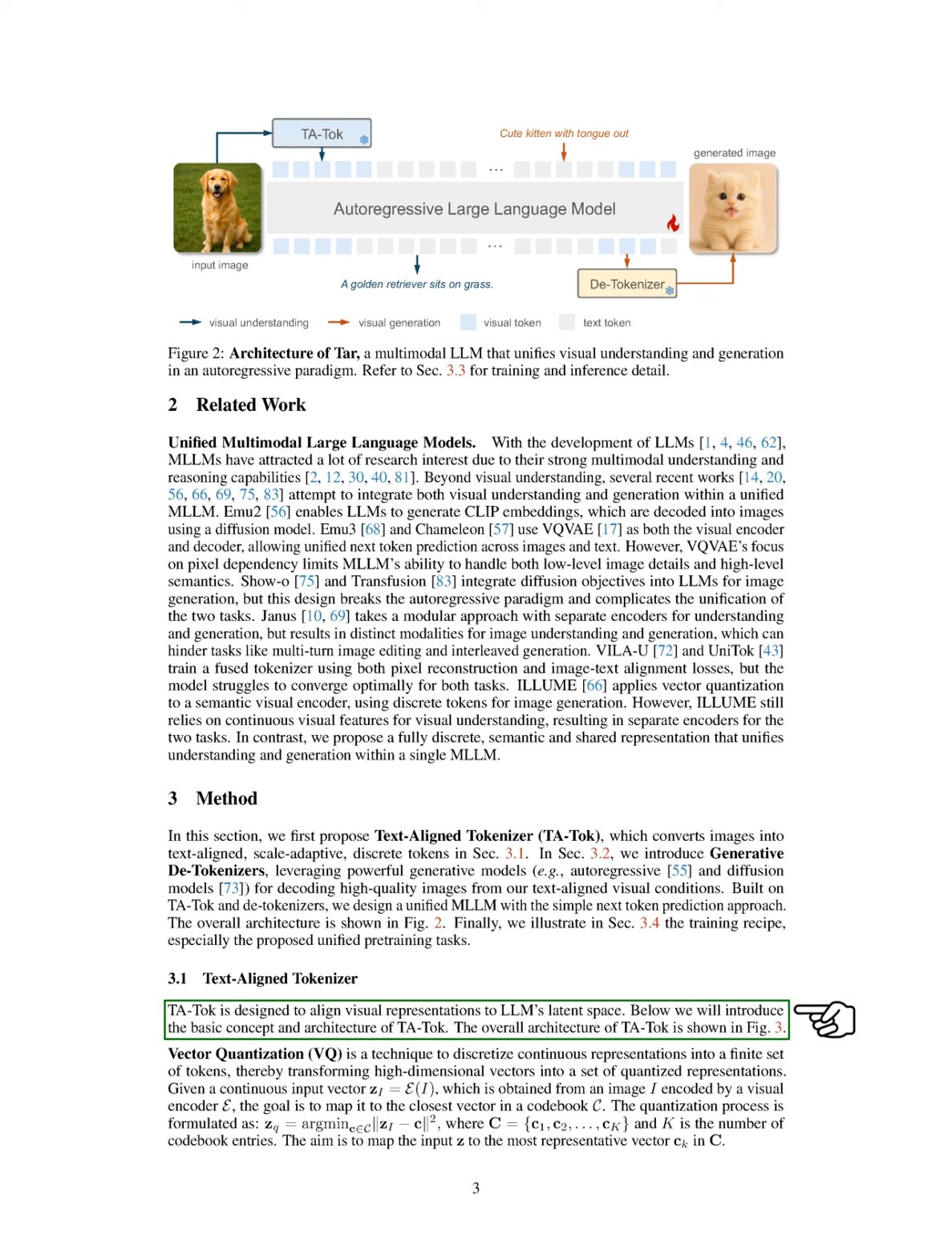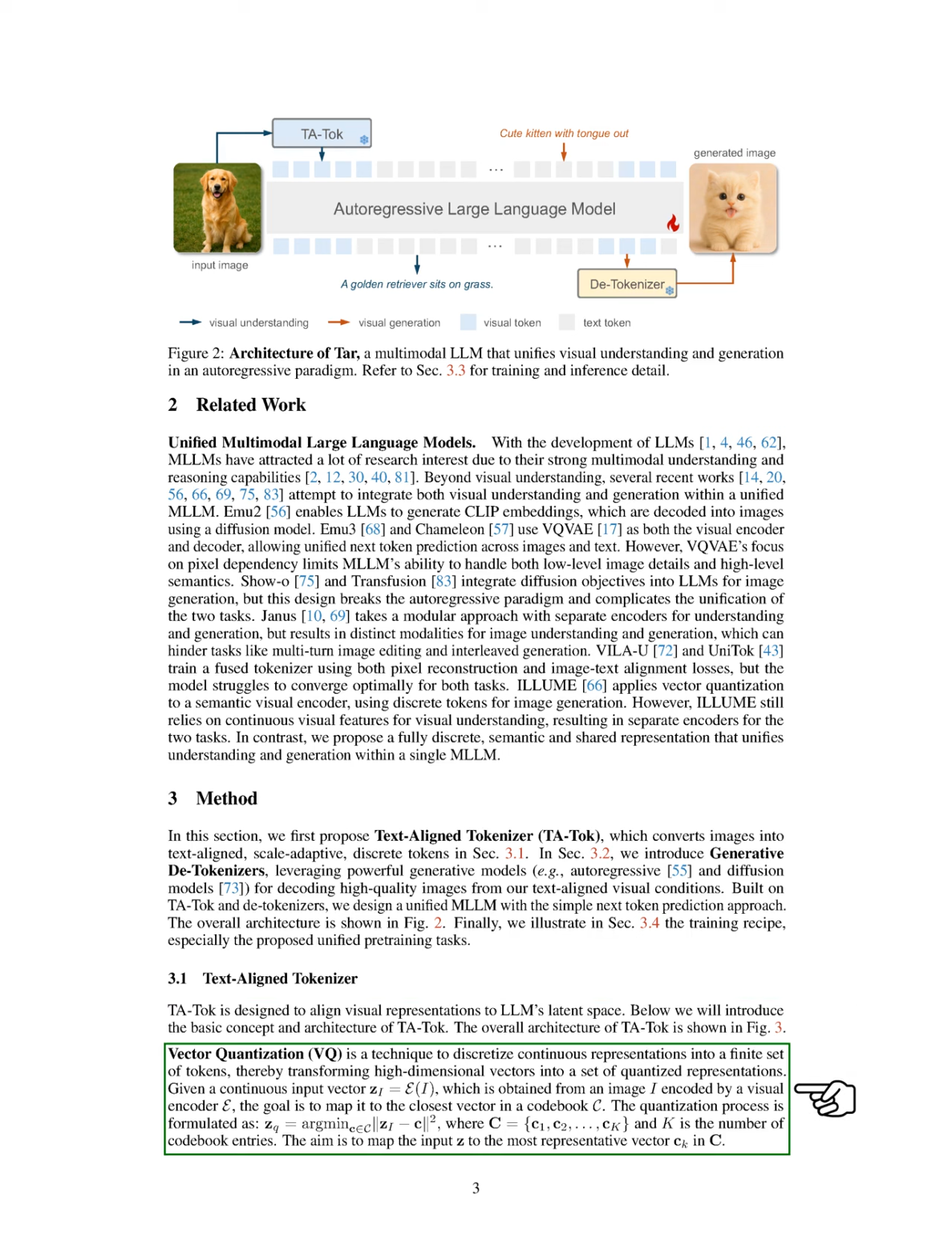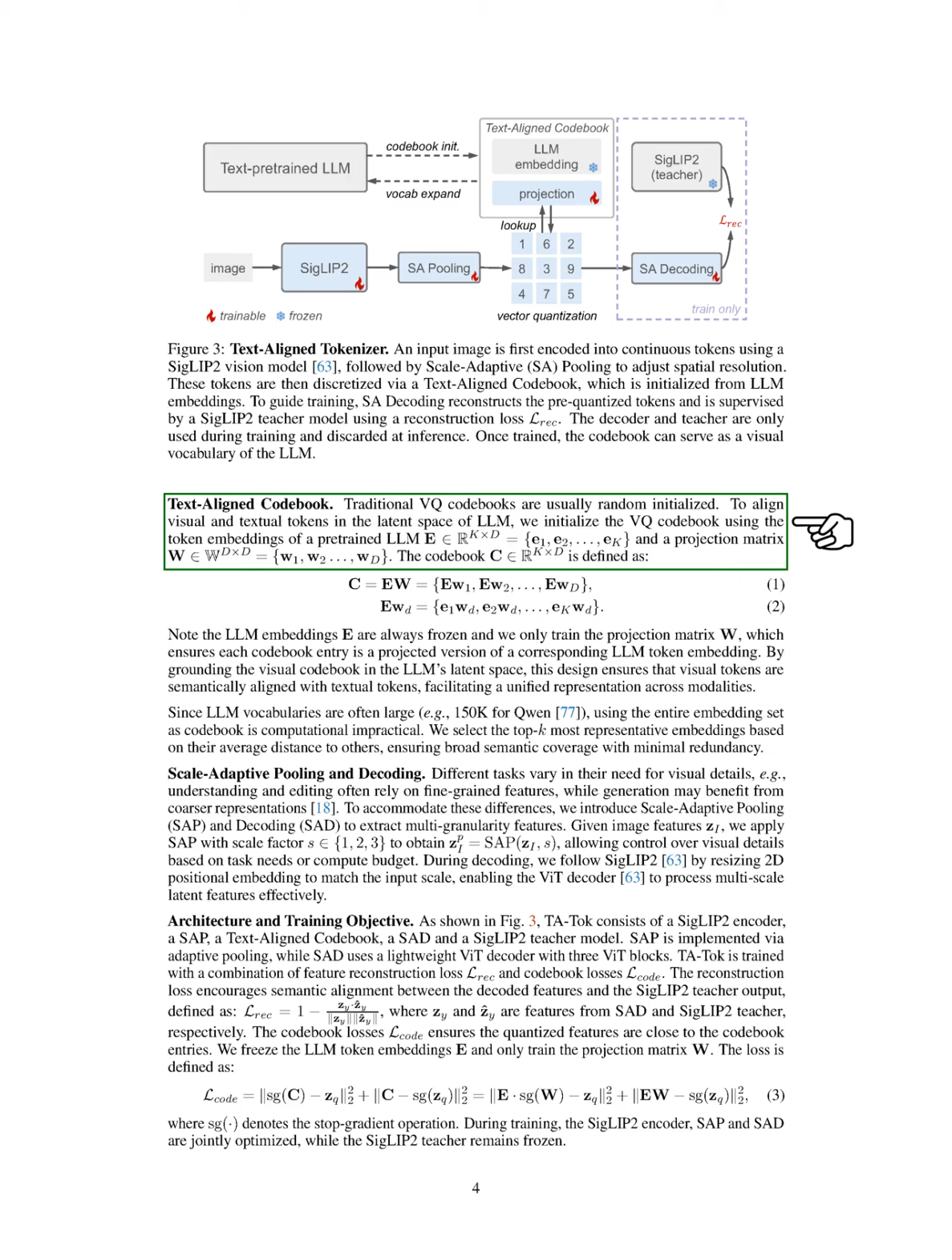TATOK is crafted to align visual representations with the latent space of a language model. We will explain the fundamental concept and architecture of TATOK, which is also depicted in a figure. Vector quantization, VQ, is a method that converts continuous representations into a limited set of tokens, simplifying high-dimensional vectors into quantized forms. For a continuous input vector derived from an image, our goal is to find the nearest vector in a codebook.